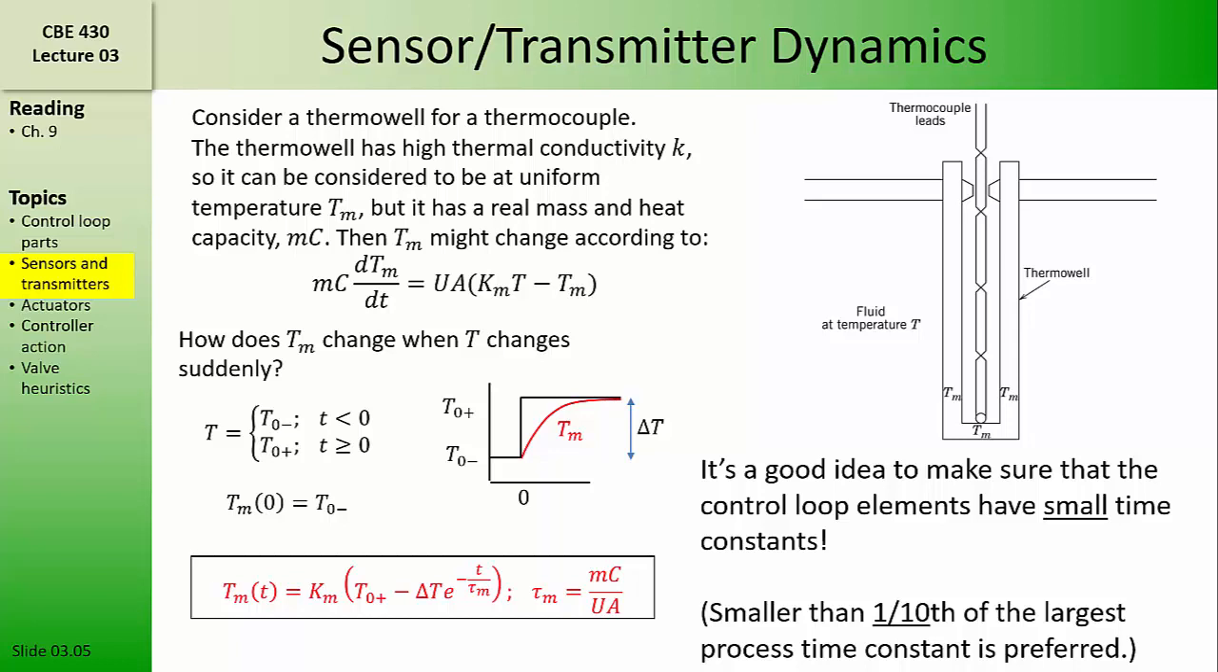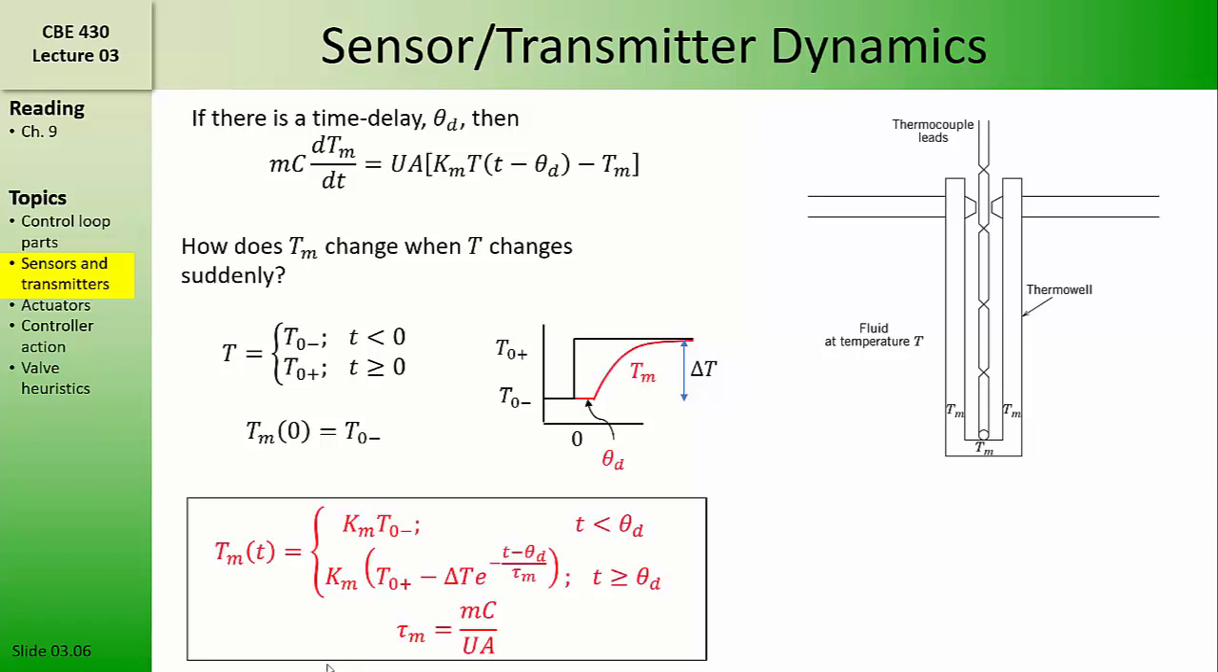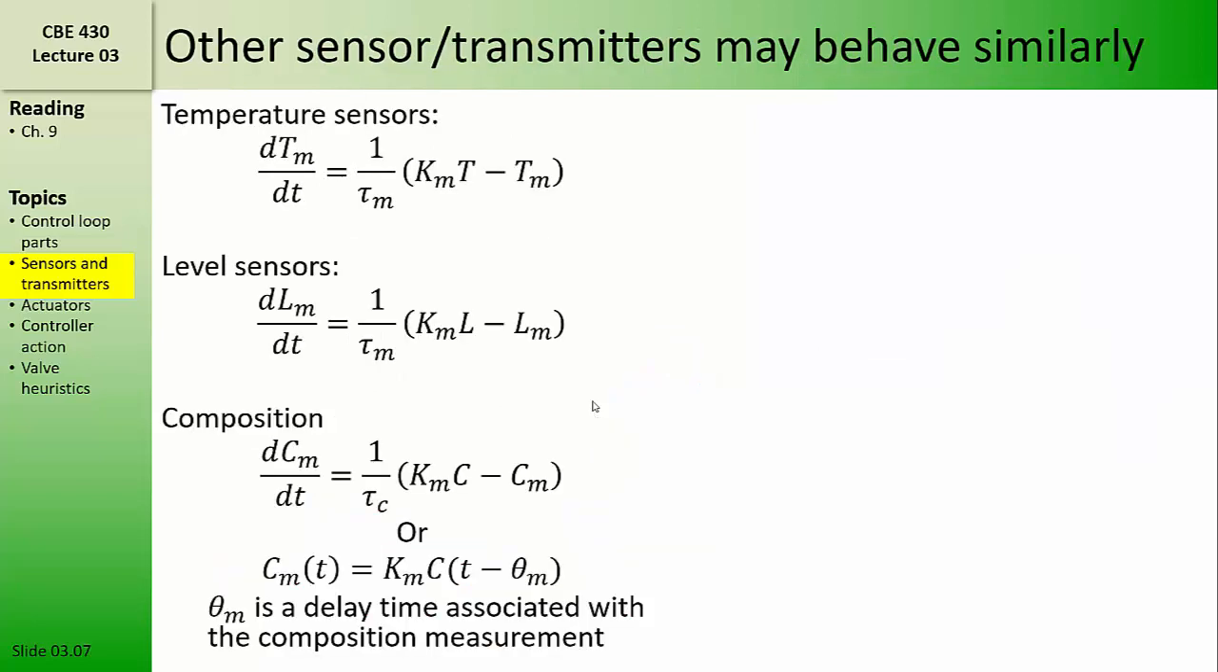If the time constant for the measurement is small, that is, mc over UA is small, compared to other time constants in the process, that is, the time constants associated with expected changes in the temperature of the process fluid, or the residence time of the vessel, for example, then Tm will be a good approximation for T. However, if the process fluid can change much faster than tau m, then this sensor transmitter will not track those changes. If the sensor transmitter dynamic equation also includes a time delay, theta d, then the resulting measured temperature has similar behavior, only it will be delayed in time by an amount theta d. That is, theta d delays the sensor response.